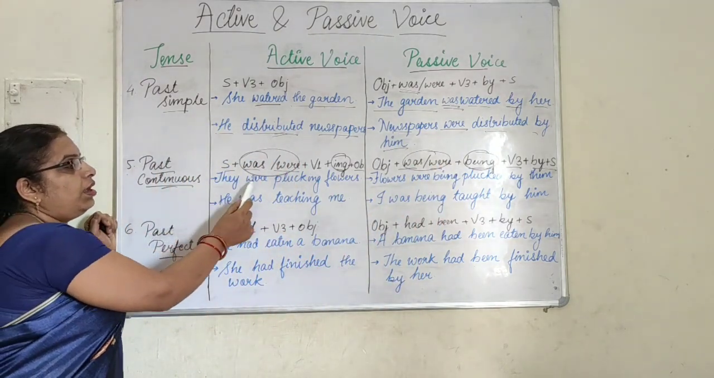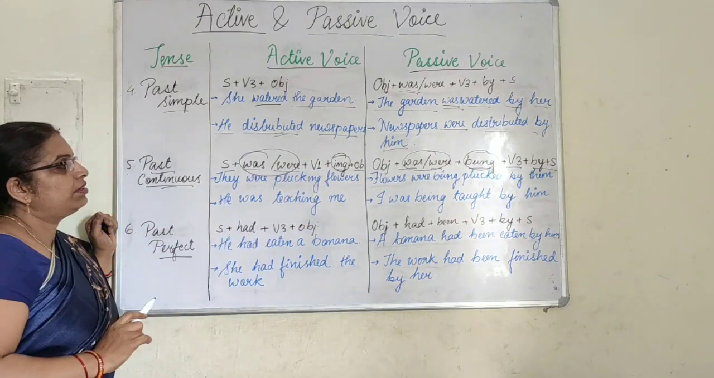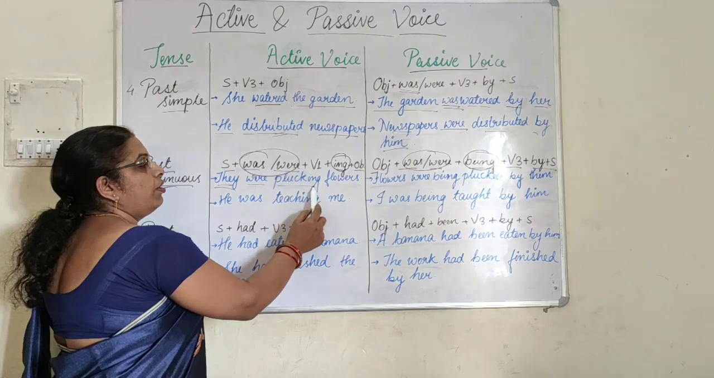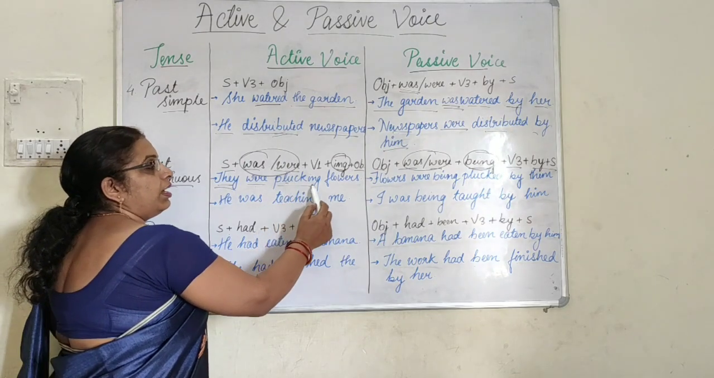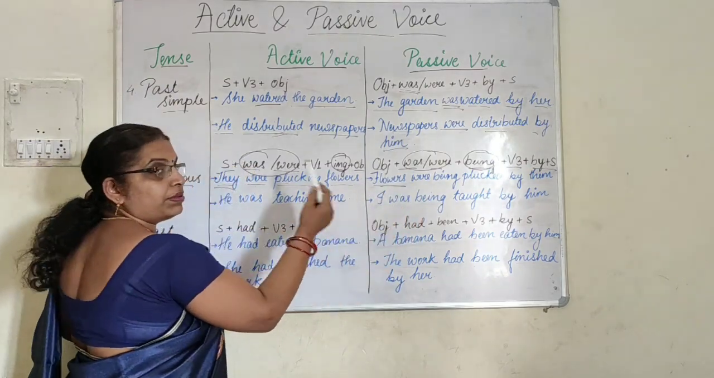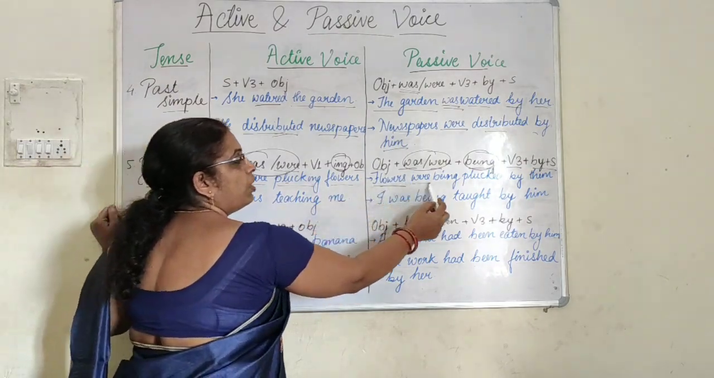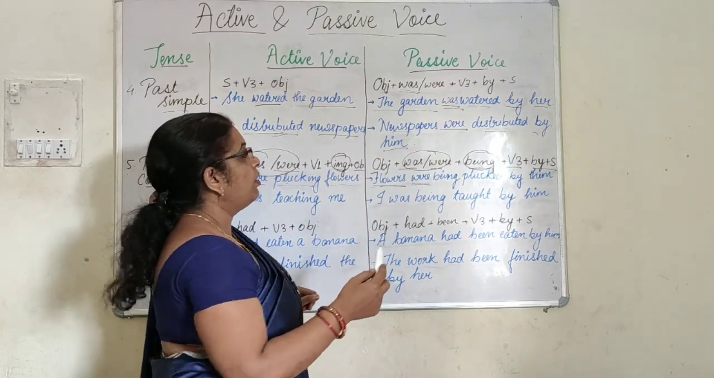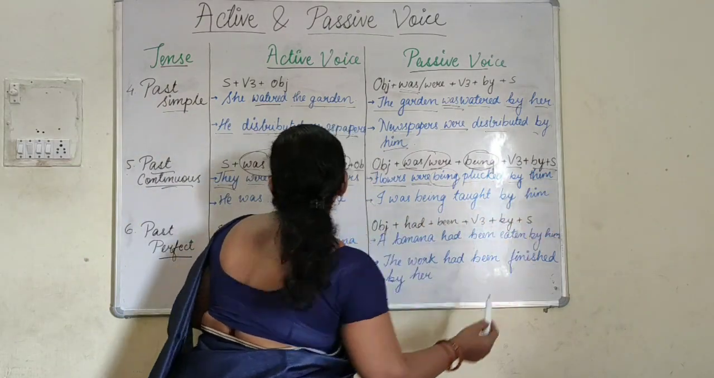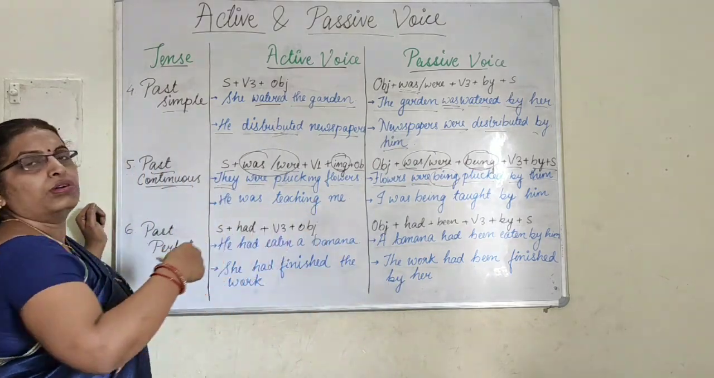See the example, they were plucking flowers. They, subject, were plucking, V1 and ing, flowers. Then you have to write flowers in front. Flowers were, as it is a past sentence, were being plucked by them. They changes to them.